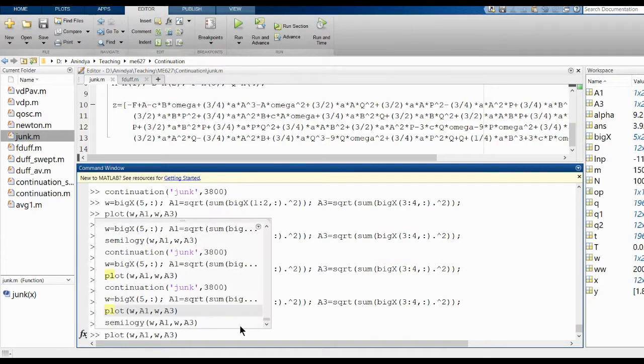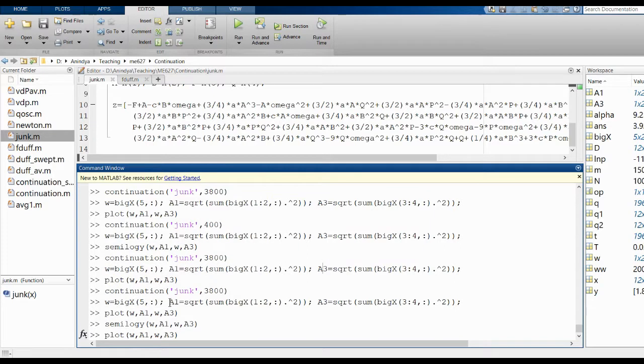And let me plot this. Oh wait, I have to tell you what A1 and A3 are. So A1 is the square root of the sum of the squares of the first two. That means it is the amplitude of the first harmonic. A3 is the square root of the sum of the squares of the next two, so it is the amplitude of the third harmonic. Okay, so now I'm plotting both A1 and A3.